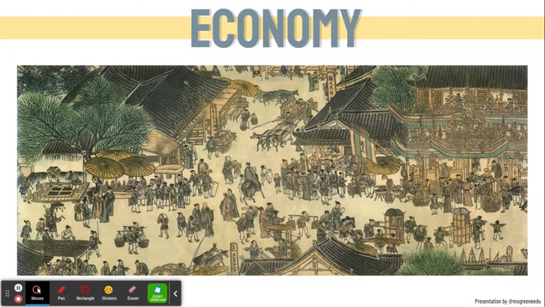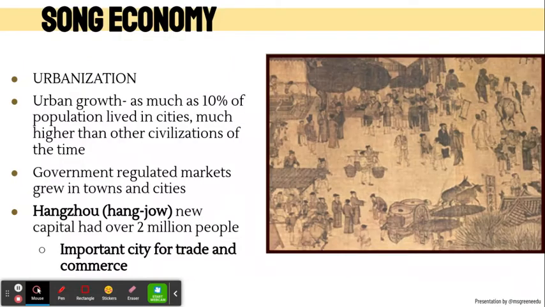Okay, let's talk about the economy of the Song Dynasty. So the first thing to know is that the Song Dynasty was hugely urbanized, which means people were living in cities. As much as 10% of the population lived in cities. For us today, that's like nothing. But in the Middle Ages throughout the world, there was no other place on earth that had that much of their population living in cities. So it was much, much higher than the other civilizations of the time.